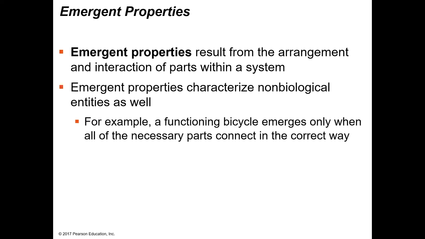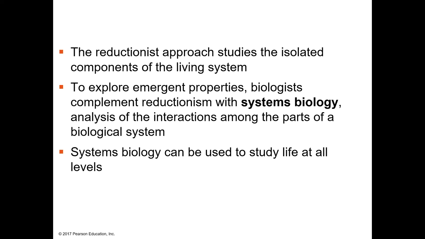However, if you were to put all those pieces together into their proper functioning roles, then you would have something that works. When you have that functioning bicycle, you have an emerging property, and that emerging property would be transportation. So emerging properties result from the arrangement and interactions of parts within a system.